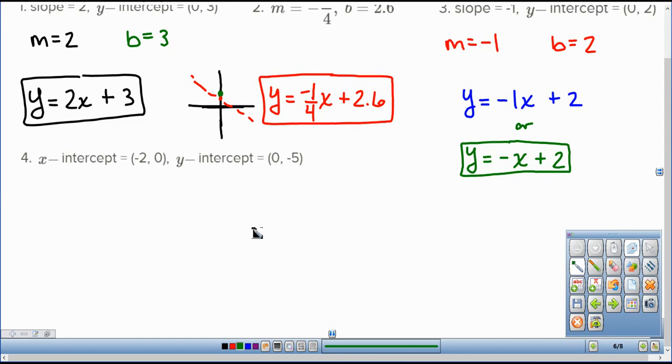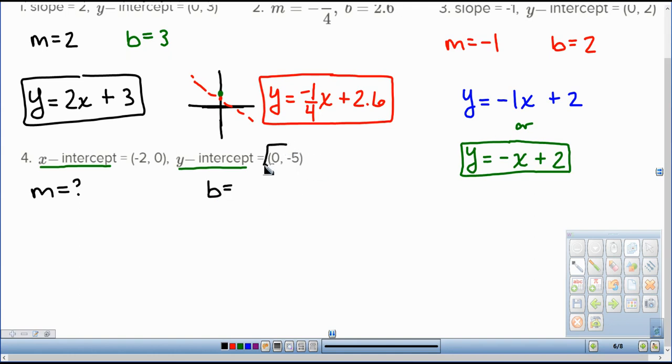On this last example, notice they didn't tell me my slope. They gave me the x-intercept, which is different than my y-intercept, and they gave me two ordered pairs to do that. So we need the slope. What is the slope? I don't know. What's my y-intercept? We can identify that from right here. That's negative 5. But we need the slope.